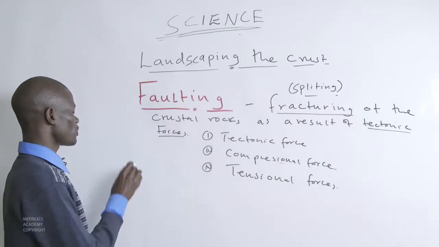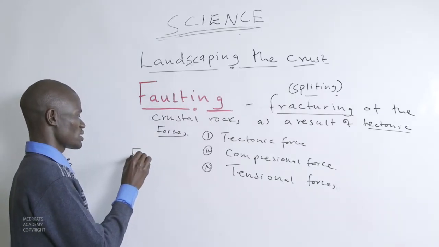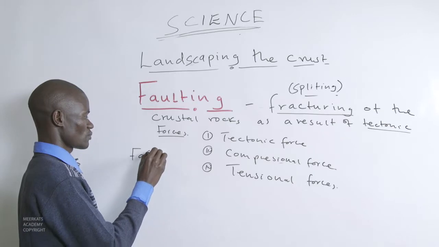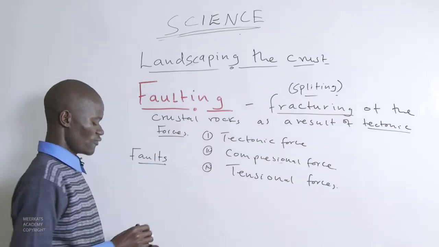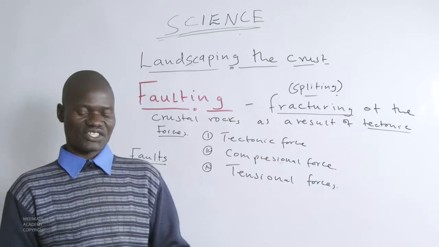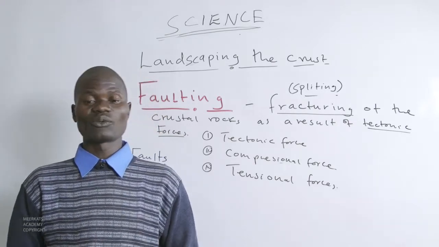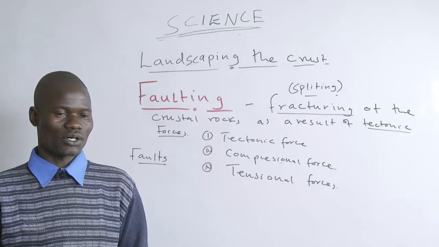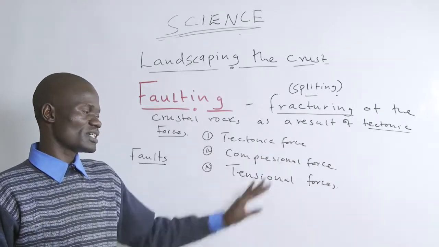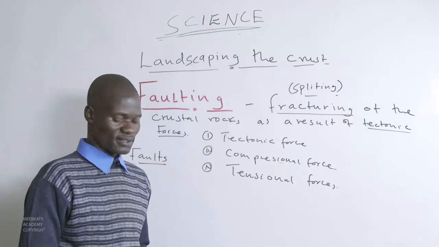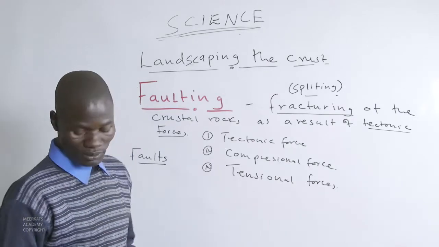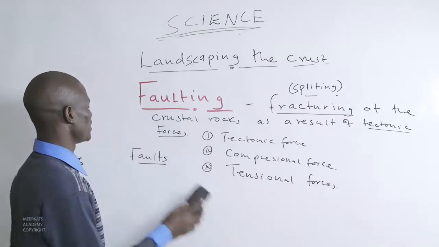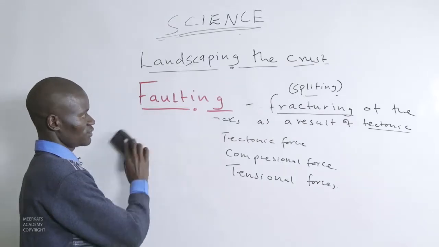And faulting produces what we call faults. Faults are the fractures found on the earth's surface or within the crustal rocks, especially when they are subjected to these three forces. We'll also look at the types of faults.